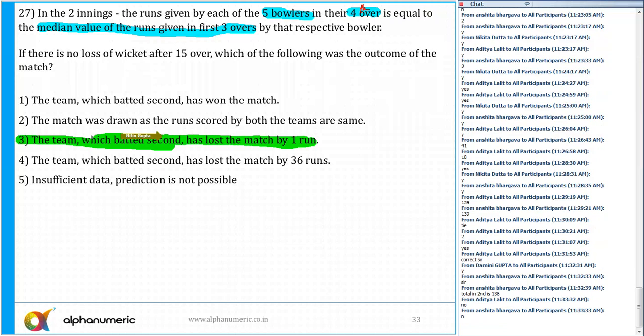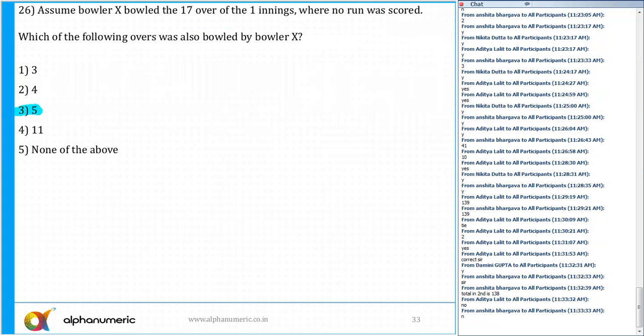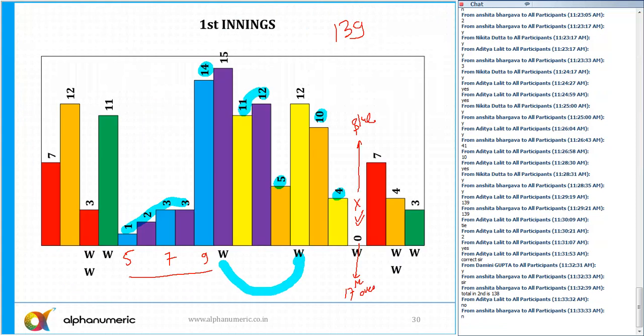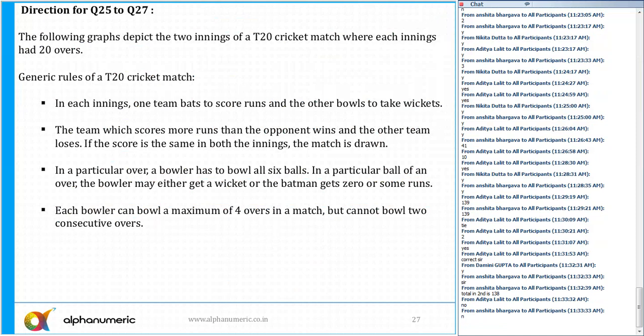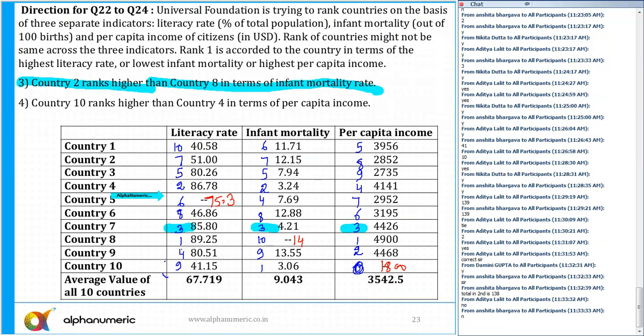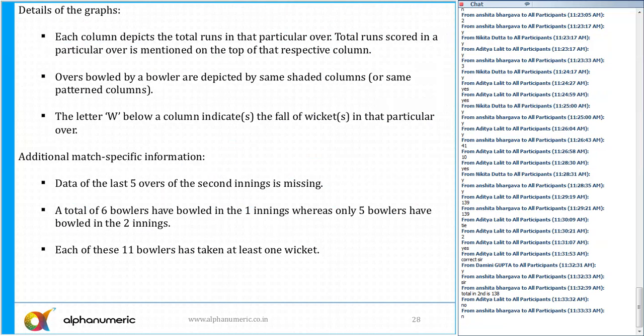So this set was easy, doable, not a very difficult one. The first set, the DI set, was lengthy and very calculation-intensive. Even for finding the ranking, the advice for this question is to leave it. The second set you might have done.